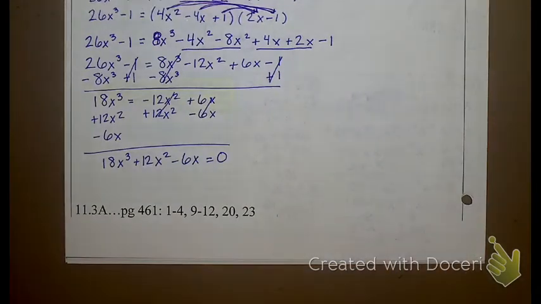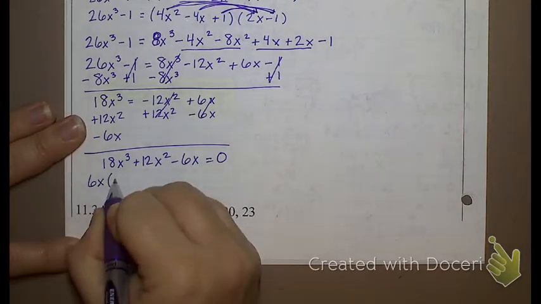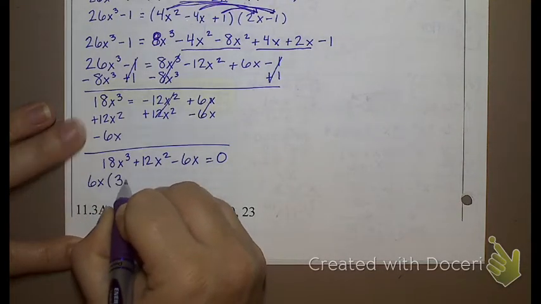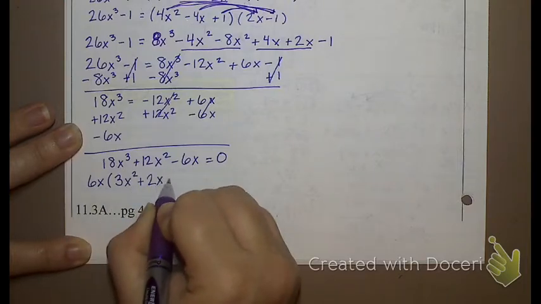Okay? What can I take out? 3x. I can take something bigger than 3. 6x. I can take out a 6x. What's left inside? 3x squared plus 2x.